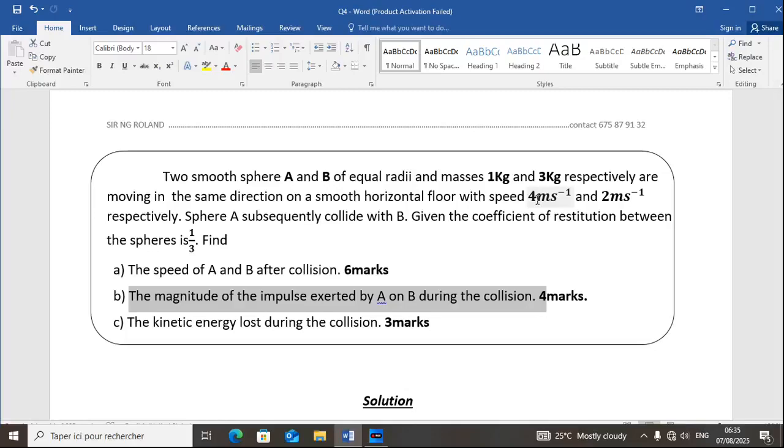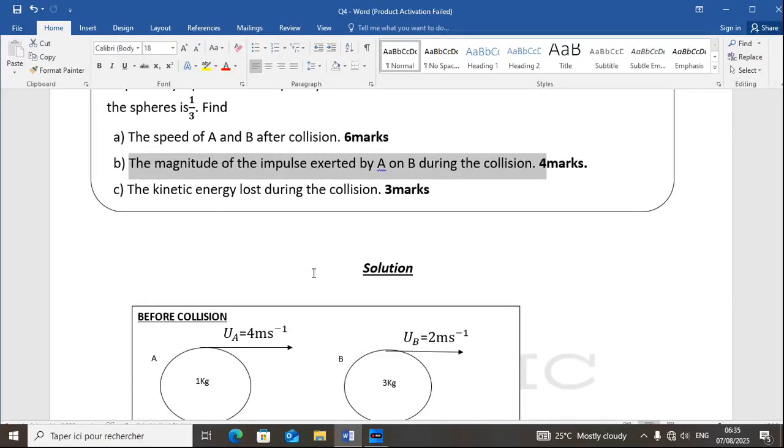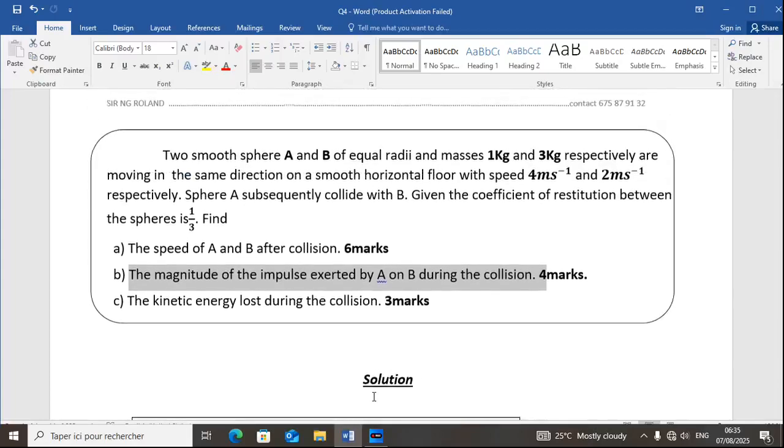Okay, so they are moving in the same direction with speeds of 4 meters per second and 2 meters per second. This is the direction that I decided to take: the positive x direction, 4 meters per second for the initial velocity of A, then 2 meters per second for the initial velocity of B. Sphere A subsequently collides with B. Given that the coefficient of restitution between the spheres is 1/3, find the speed of A and B after collision.